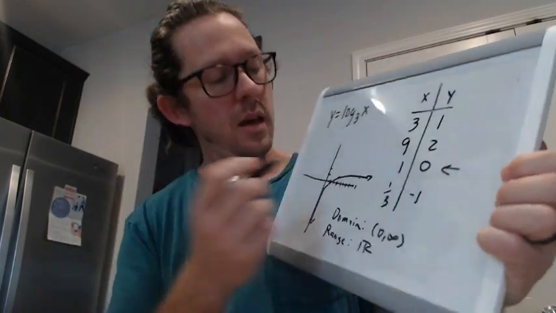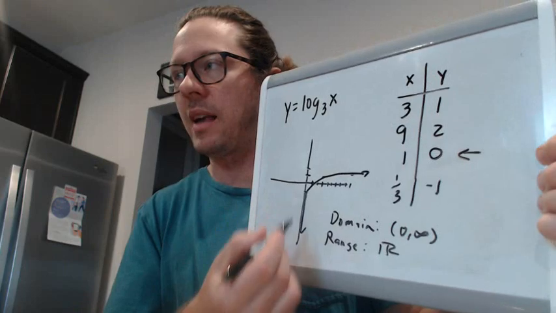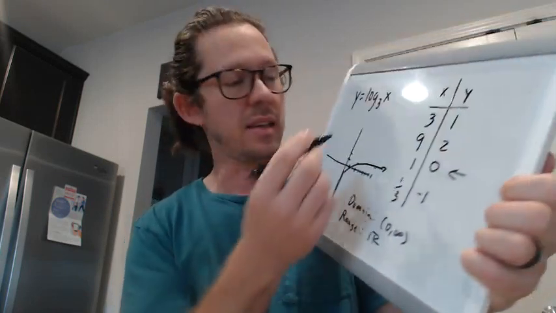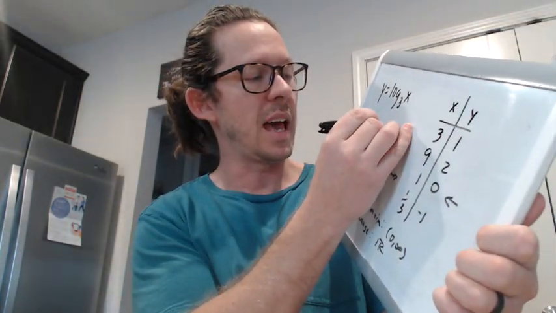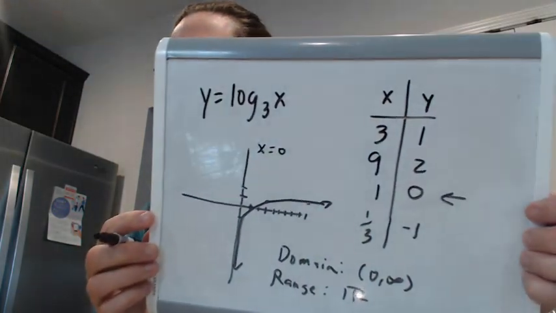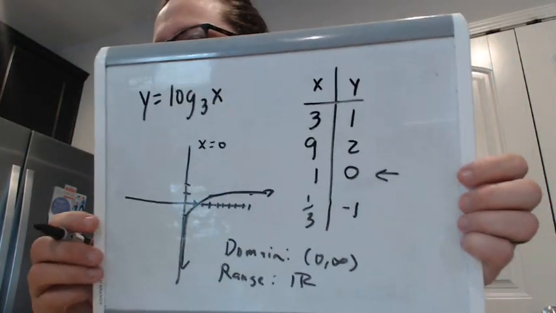And notice this thing right here, you can't go past this line, right? So this actually has a vertical asymptote. And this is actually x equals 0. We're used to having the horizontal asymptotes at y equals something, but this is actually x equals 0.